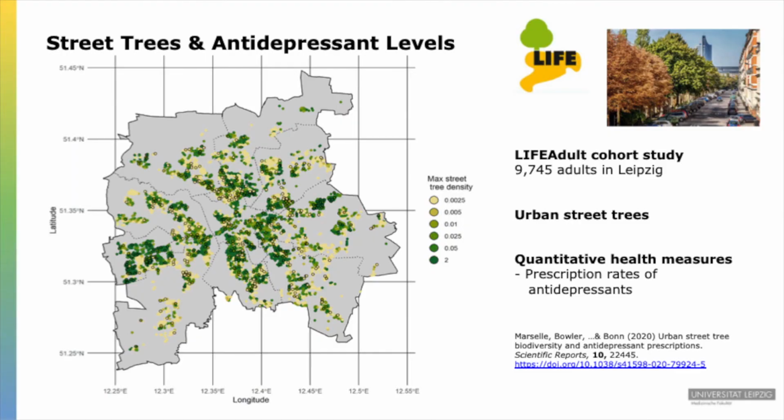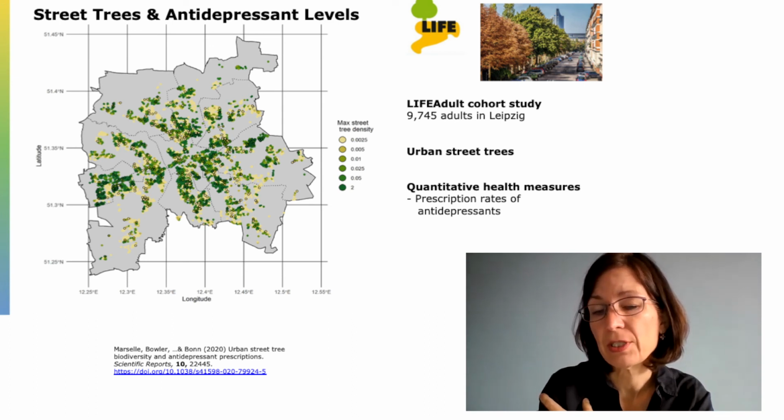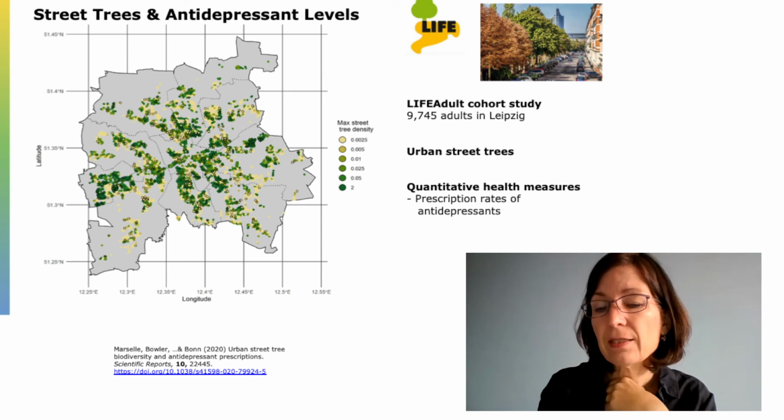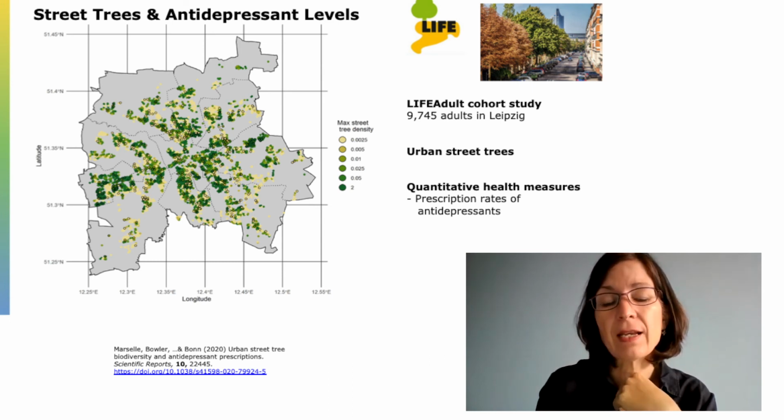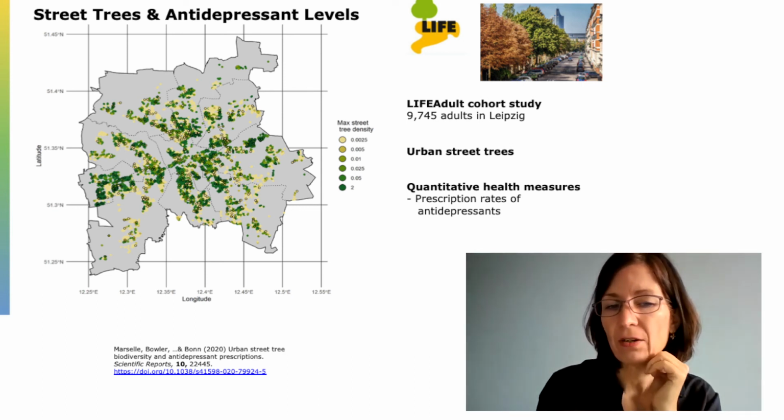I would like to show you some results from our study. Here we looked at the mental health of people in Leipzig, and we were lucky to work with the University of Leipzig together with 10,000 adults in Leipzig. And we took a very everyday biodiversity measure, which is urban street trees, something which you can retrofit really easily. But we also used a very strong quantitative health measure, the prescription rates of antidepressants. So we had data on almost 10,000 adults in Leipzig and their prescriptions of antidepressants, and how many trees were in the immediate vicinity of their homes.